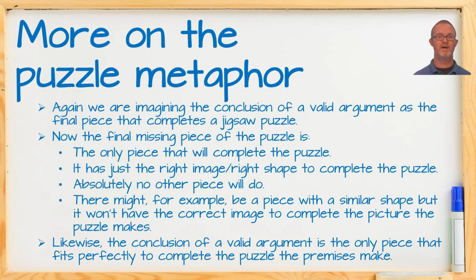So there's only one possible piece that could complete the jigsaw puzzle. There's only one piece that has precisely the right shape and precisely the right image to complete the puzzle. And so only one piece will do. This is exactly how the conclusion of a valid argument connects to the premises of that argument. The conclusion is the only piece that will do. It's the only piece that has the right shape and the right image to complete the puzzle, exactly analogous to the idea of a valid argument, okay?